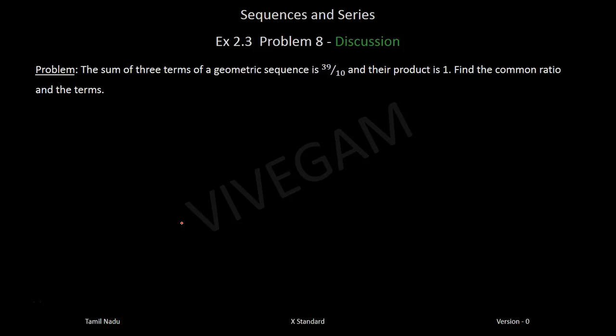Exercise 2.3, Problem 8, Discussion. Let's read the problem. The sum of three terms of a geometric sequence is 39 by 10 and their product is 1. Find the common ratio and the terms.